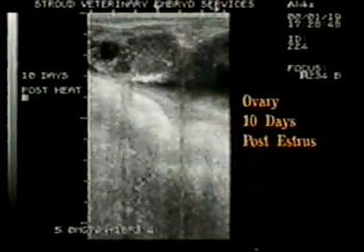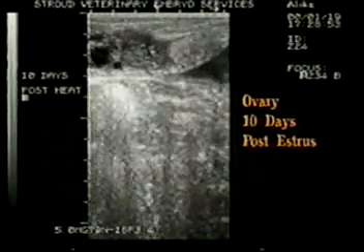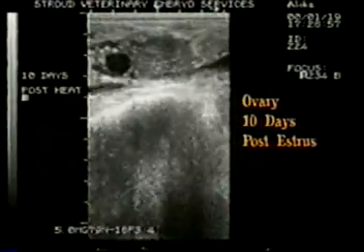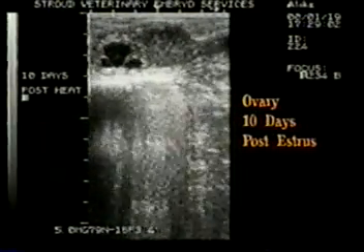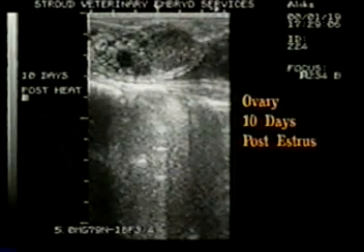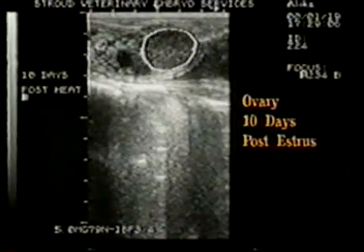This is perfectly normal. As we move on to 10 days post-estrus, the corpus luteum has completely luteinized and a non-echogenic center is not visible. The white line surrounds only the corpus luteum. Several follicles are present to the left of the CL.